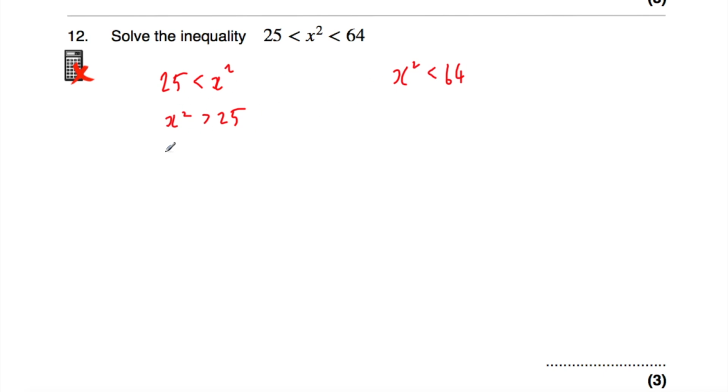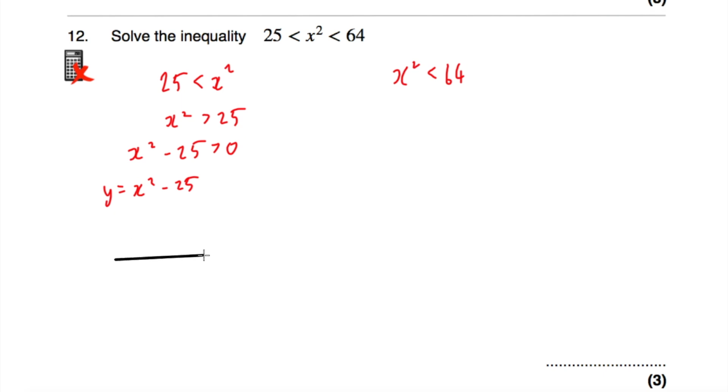Okay, so let's start off with this one here. x squared is bigger than 25. I'm now going to take away 25 from both sides to get that x squared minus 25 is bigger than 0. And then I'm going to sketch the graph of y equals x squared minus 25, and we're going to find when that is bigger than 0. So let's sketch that.